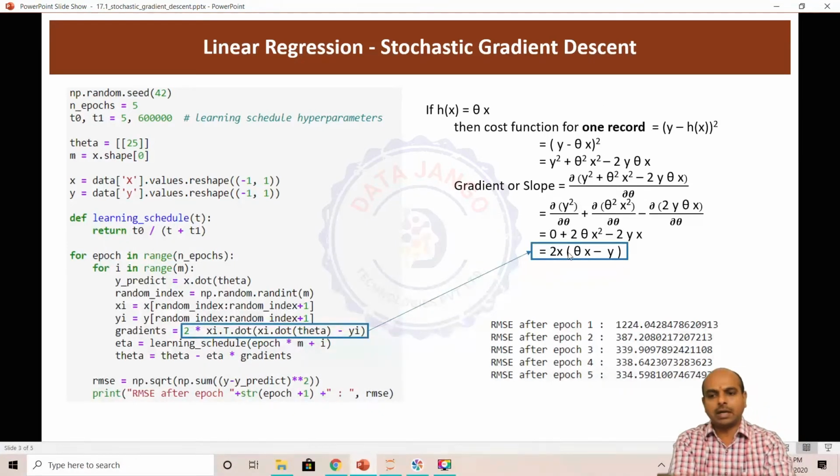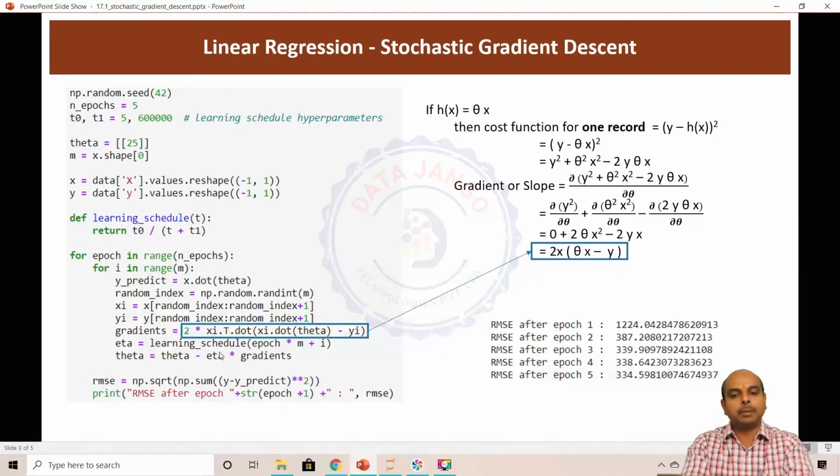I showed for one record here. When you do it with the whole matrix, it's going to be a vectorized implementation. You will get the gradient using all values also. We use the same formula in gradient descent also, but we did it with whole data there. Here we are doing it with one record because it is stochastic gradient descent.